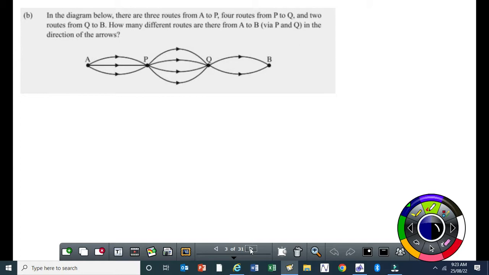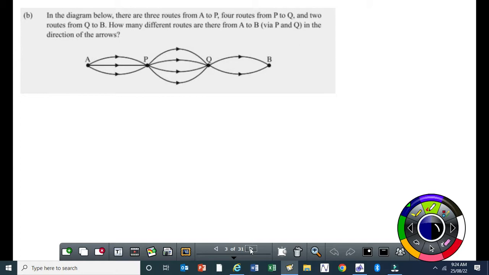So it says, in the diagram below, there are 3 routes from A to P, 4 routes from P to Q, and 2 routes from Q to B. Okay? So Q to B, there are 2. How many different routes are there from A to B via P and Q in the direction of the arrows?